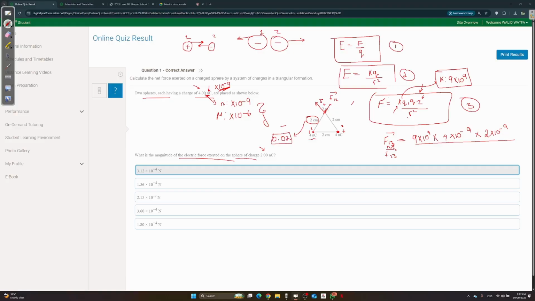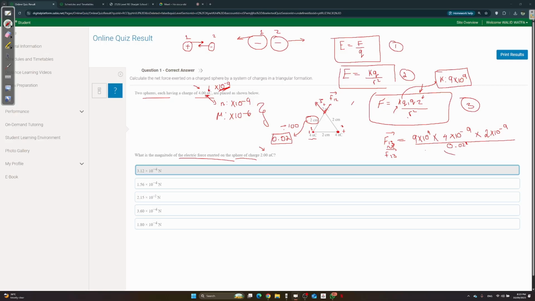Perfect. Why? We just divide by 100. Don't forget this, guys. 2 centimeters becomes 0.02 meters. Alright, so 0.02, and am I done here? What do I have to do? No, square it.